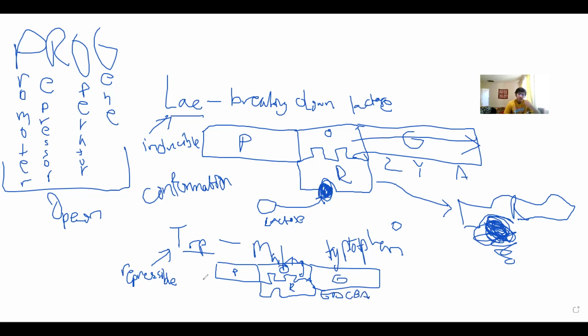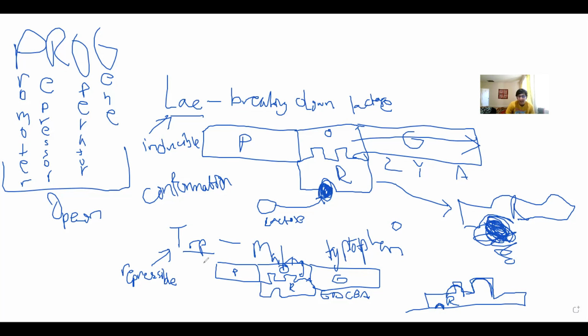So what happens in the trp operon is that in its natural state, the repressor doesn't bind. So in its natural state where there is no tryptophan, the repressor is actually going to sit over here. Remember, it's changed conformation. It can't fit in there. So maybe it looks like this right now. And then, of course, we have a little hole over here.